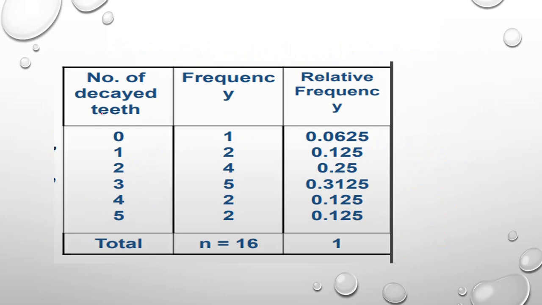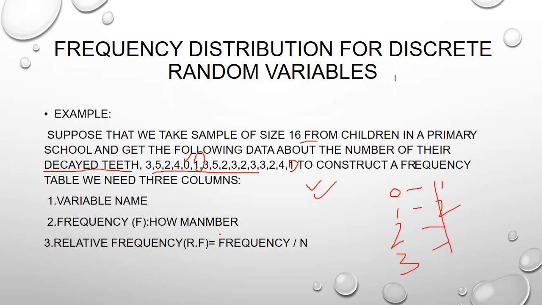Here I am denoting frequency, and here I am getting relative frequency. First we can understand what this is. Here 0 teeth decided as 1, 1 as 2, 2 as 4, 3 as 5, 4 as 2, 5 as 2. In total we have n equal to 16. When you add up all these observations, you also get 16.